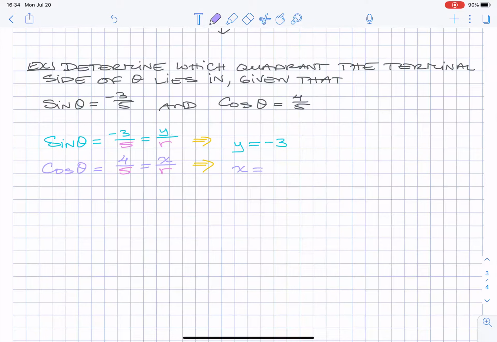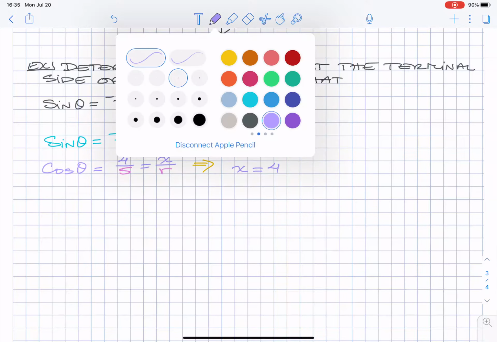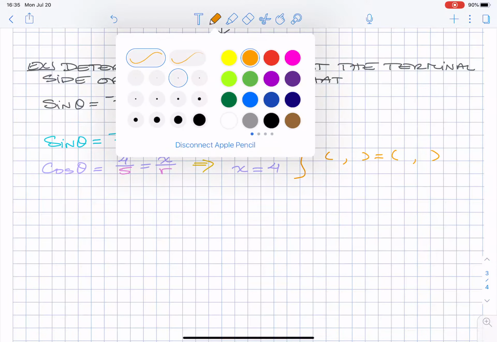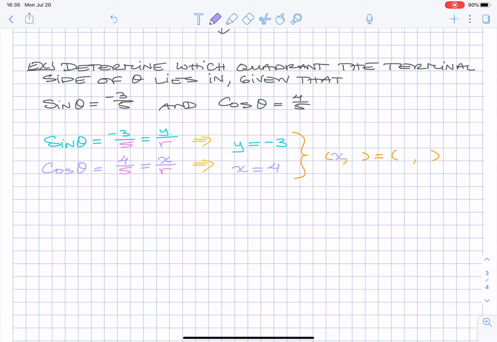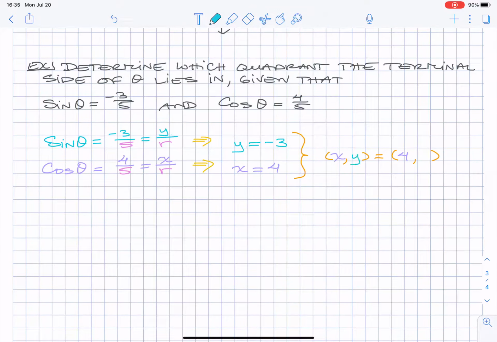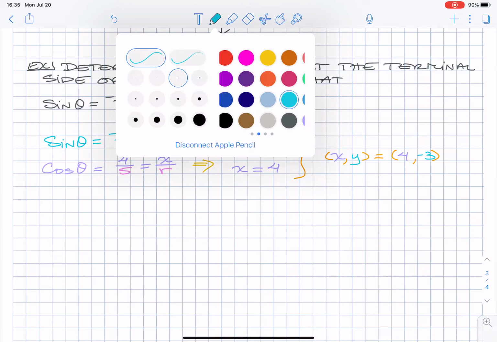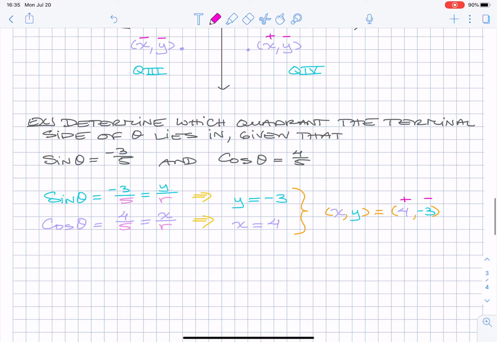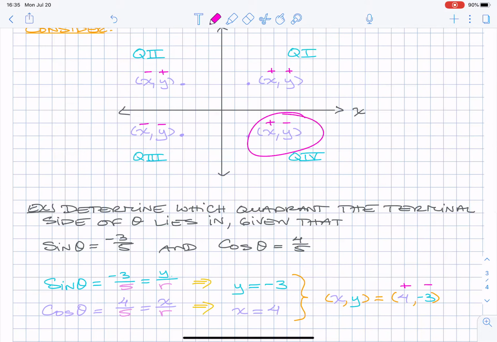Okay, so now Y is negative 3, but X is 4. And we already had that the radius was 5, but that's not going to come into play here. And that's because, what are we looking for? We're looking for the quadrant. We're looking for the point. The point x comma y in our case is going to be where? Well, x is purple, and x is positive 4. Y is blue, and y was negative 3. So I have a positive x value and a negative y value. So which quadrant is that in? Well, that looks like it's in quadrant 4.